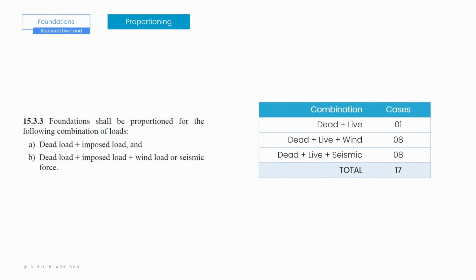All in all, when it comes to proportioning of foundations, we get these 3 load combination types. We get dead plus live, we get 1 case for that. Dead plus live plus wind, we get 8 cases for that. And dead plus live plus seismic, we get 8 cases for that. All in all, a total of 17 load combination cases. Let's sum it up.